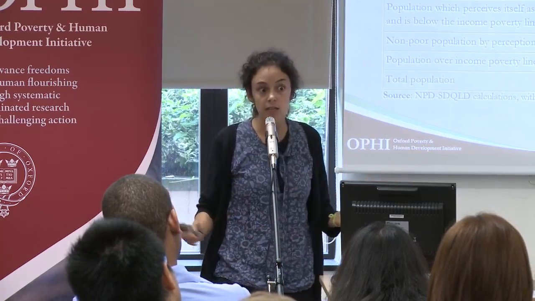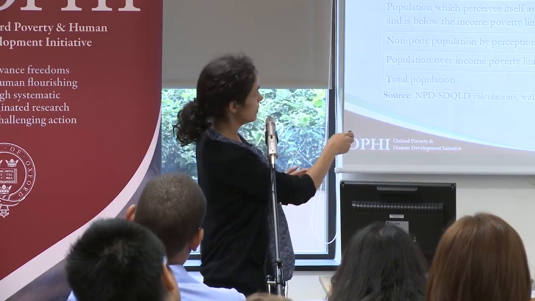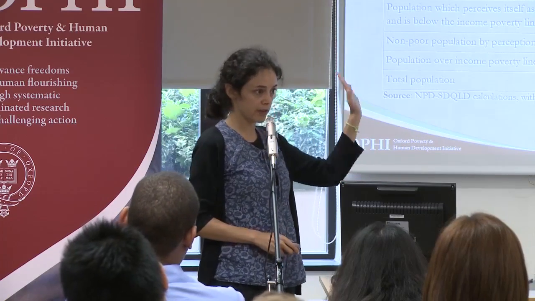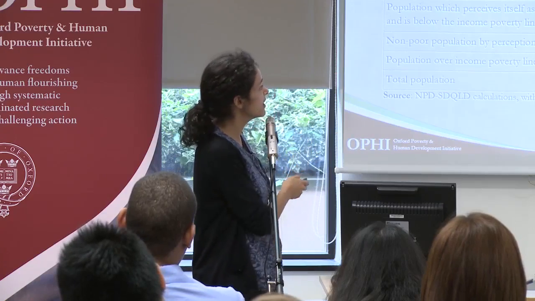In the end, you have to make a decision. But based on this information, they go with 1/3 of the deprivations. So 1/3 of the deprivations is their poverty cutoff.